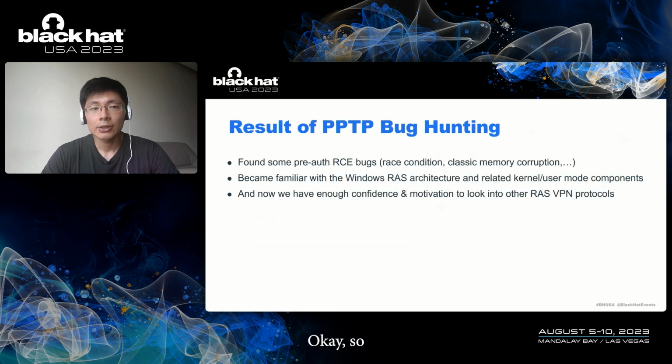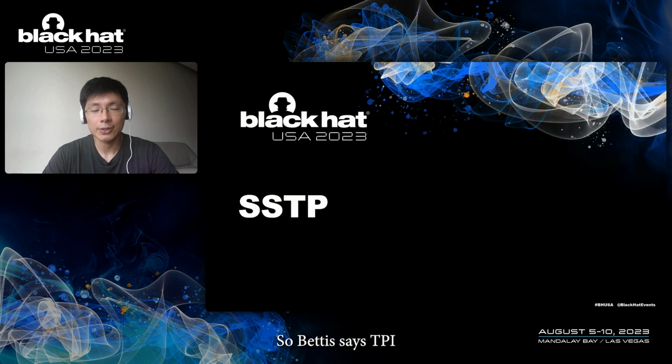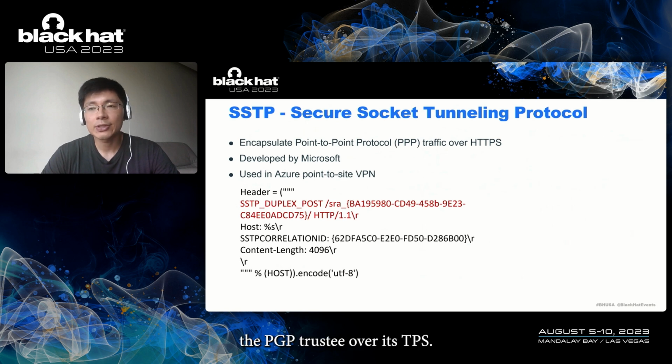Okay. So as a result of our PPTP bug hunting, we found many pre-auth RCE bugs. Most of them are race condition bugs, and now we have enough motivation and confidence for the next Windows RAS protocol, which is SSTP. SSTP transfers the PPP traffic over HTTPS. It was invented by Microsoft. It's also used in Always On and site-to-site VPN.